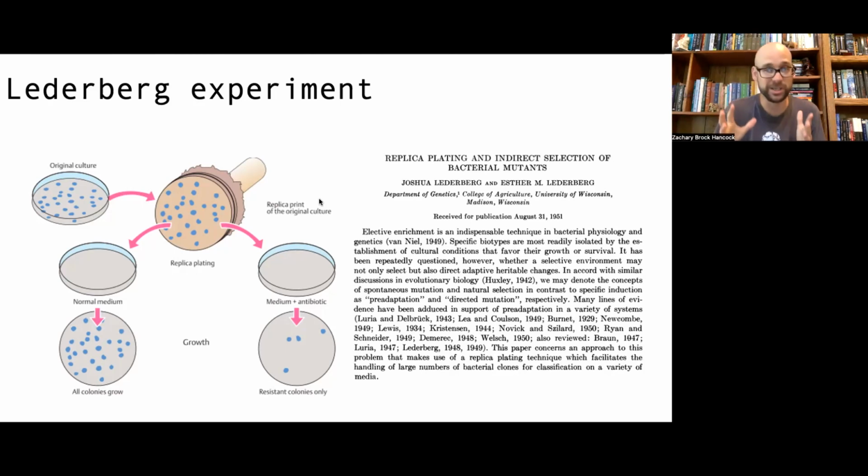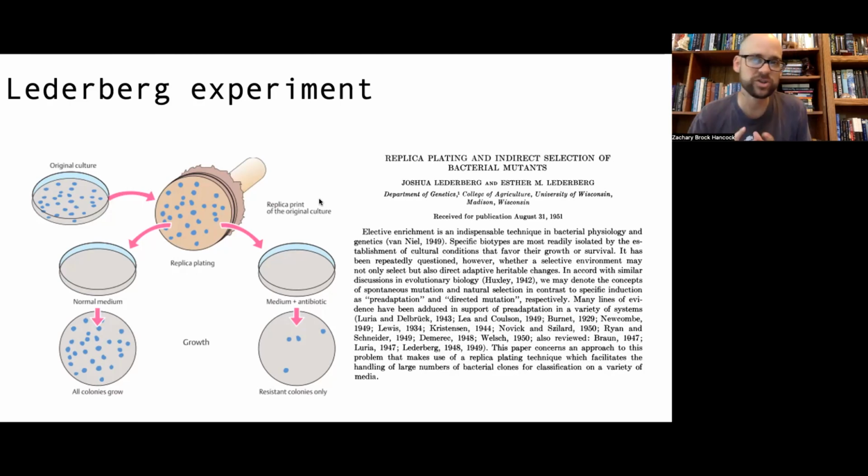So they set up a very simple experiment that was quite elegant, and I want to walk you through how it worked. They started off by plating E. coli bacteria onto an agar plate. And once those colonies were established, they transferred the colonies from the original plate onto a new plate. And this new plate contained antibiotics. So most of the original colonies died off and only a handful of them survived.